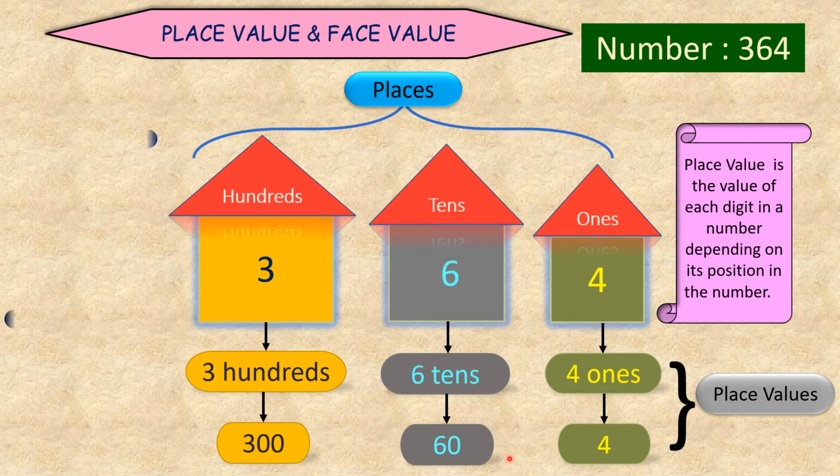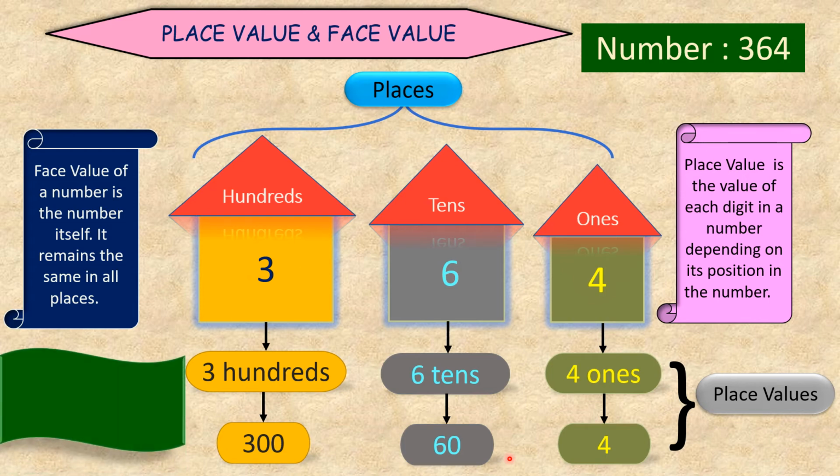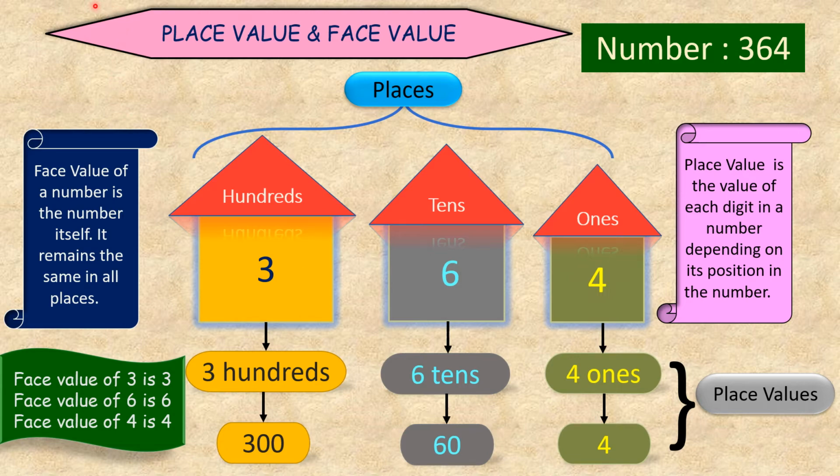Now coming to face value. Face value of a number or a digit is the digit itself. Wherever the digit is, its value doesn't change. In that case, let's see the face value of 3. The face value of 3 is 3 because it will not change. Place value changes according to the places, but face value remains the same, it is the digit itself. Face value of 6 is 6. Face value of 4 is 4. Hope you have understood the concept of place values and face values.